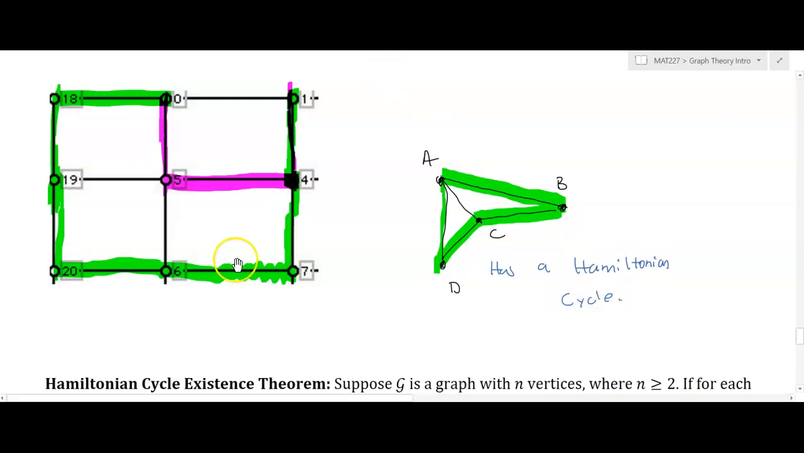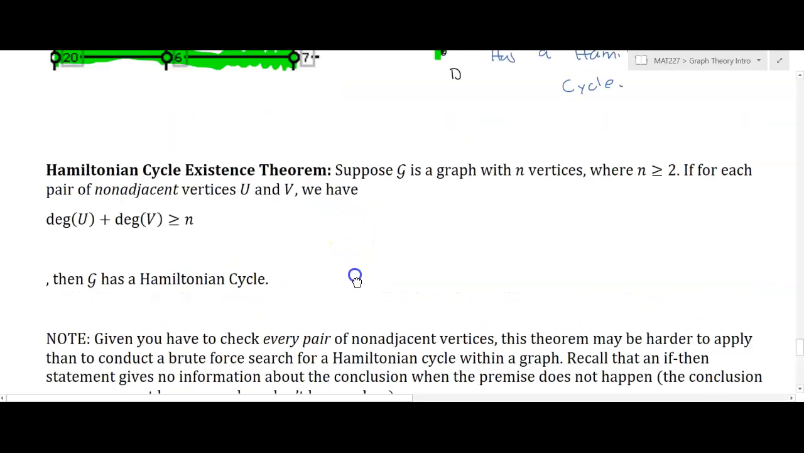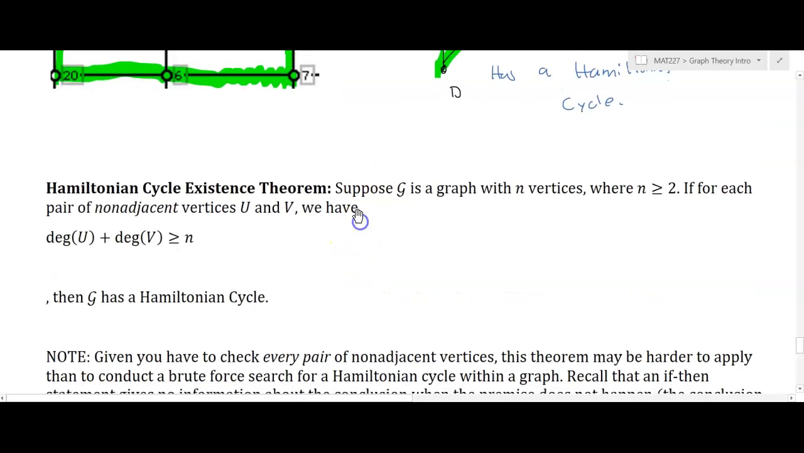So this has a Hamiltonian cycle. Now there are some theorems that allow you to determine whether one exists. And here is one, and we're not really going to use it because it's really inefficient. Suppose G is the name of a graph with n vertices, where n is at least 2. If for each pair of non-adjacent vertices u and v, we can add together their degrees and it's at least the size of n, then G has a Hamiltonian cycle. So what we mean by this theorem is if we compare every vertex to every other vertex that is not directly connected to it, like this, in this graph.